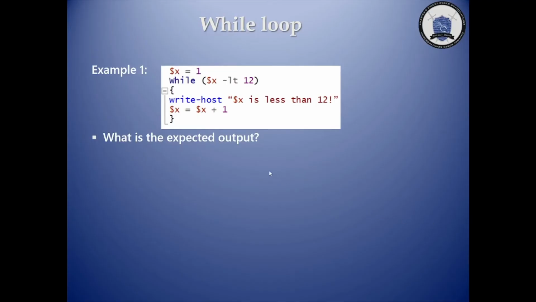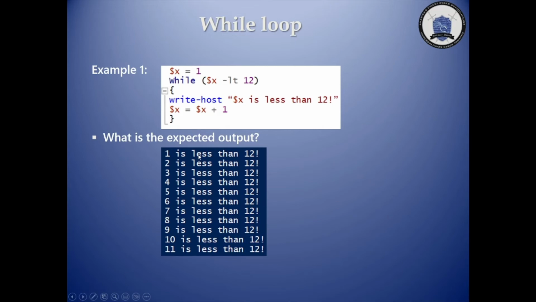All right, so now I've got another example up here of a while loop. So we've got while x is less than 12. As we see up here, x is 1, so we know it's going to run through at least once. So Write-Host x is less than 12, so it's going to print that out, and then it looks like it's just going to add 1 to x here. So go ahead and pause the video and try to think of what the expected output would be of this, and then I'll show you.